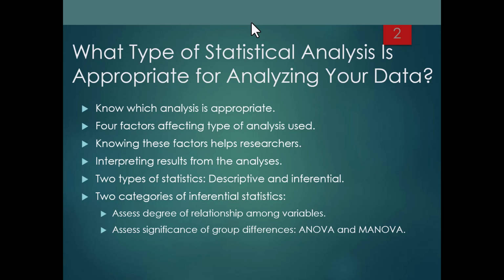There's two types of statistics. Descriptive statistics allows researchers to describe or summarize the data. Inferential statistics are used to estimate a parameter and to determine whether test results based on those samples can be generalized to the population. There are different statistics used to assess the degree of relationship among the variables.